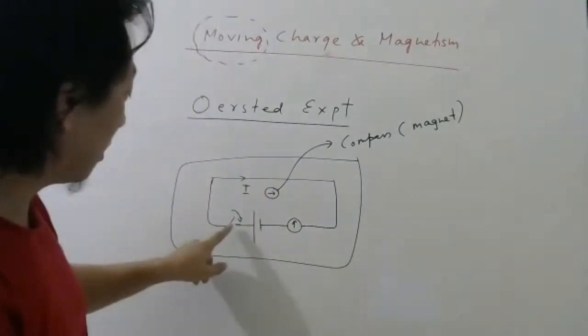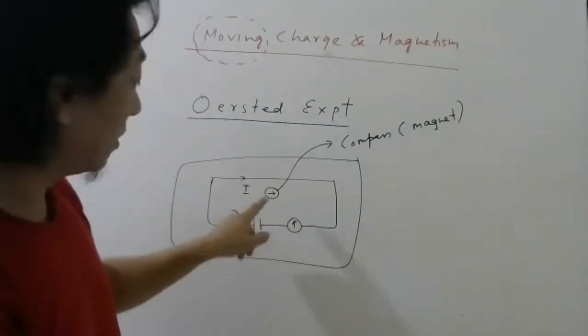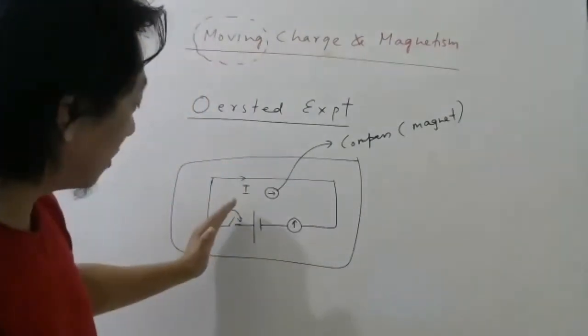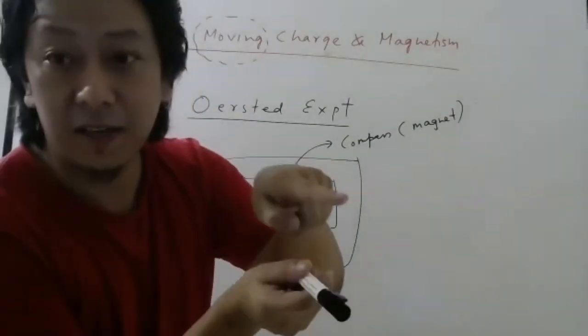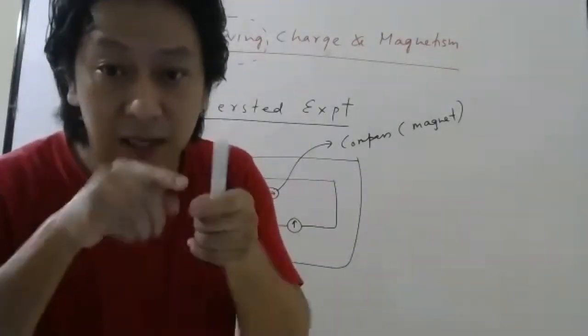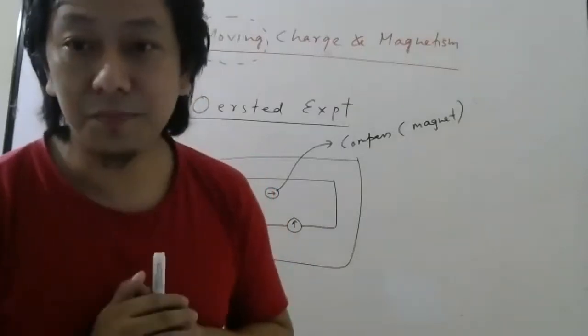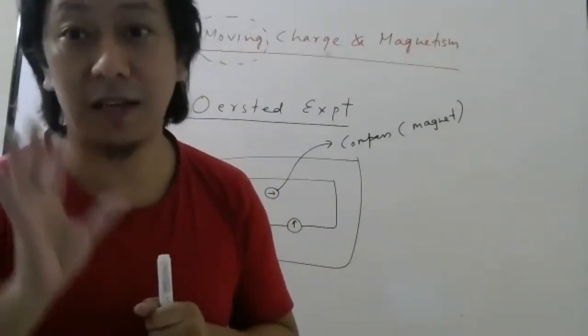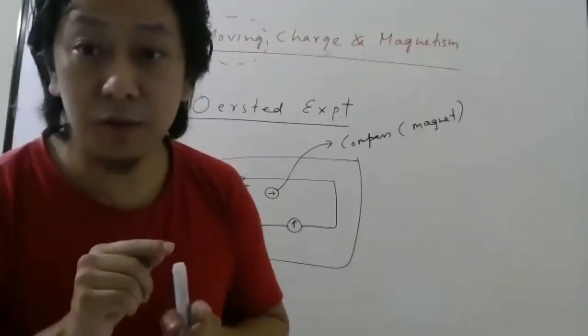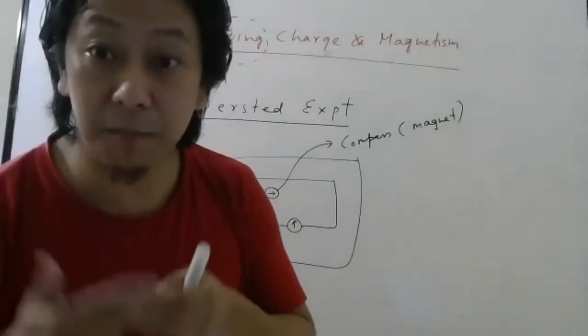Then when he kept the switch off, the needle went back to its initial position. Again, when he closed the switch on, this needle deflected. Here, when I say needle, I mean a magnet, which is made in the form of a needle. So this made him realize that current is able to exert force on another magnet.